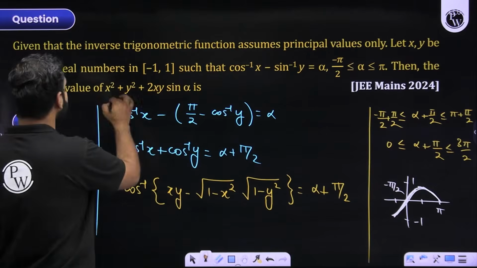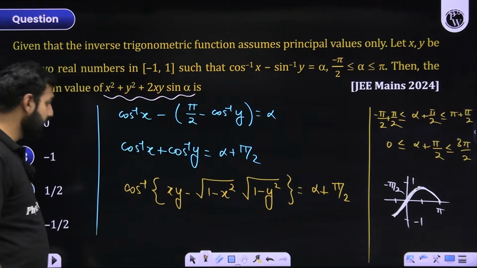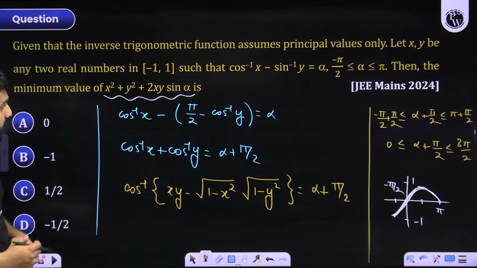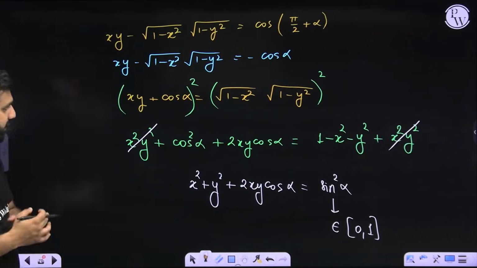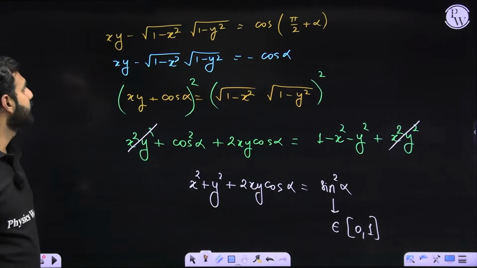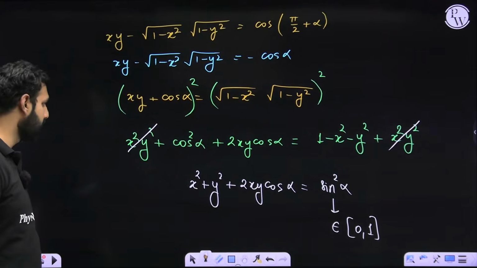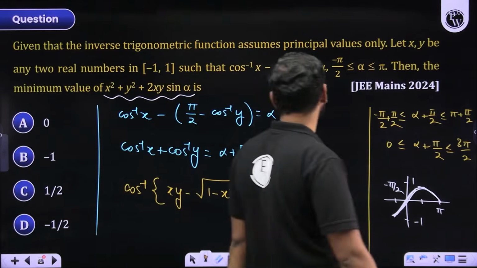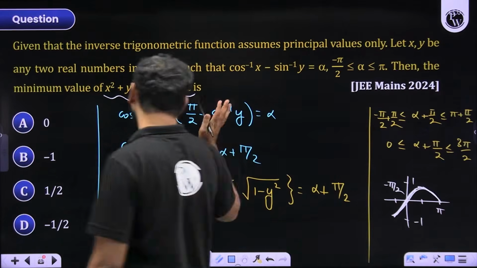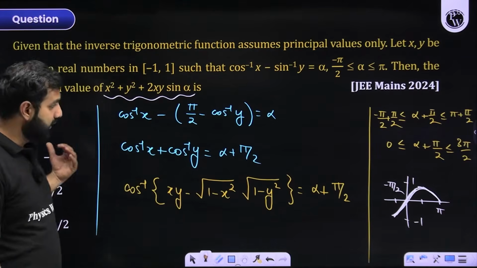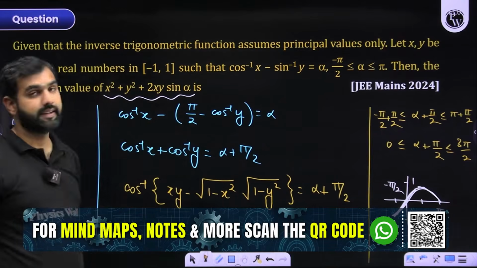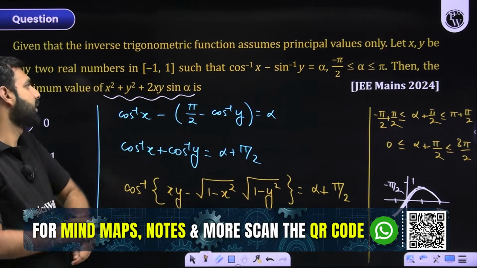We were asked the minimum value of this expression, x square plus y square plus 2xy sine alpha. So there is a problem. We have gotten 2xy cos alpha, and what we need to figure out is 2xy sine alpha. So I think I needed to take the sine formula. I should have used the sine formula here. I did not notice it. I have mistakenly, in a flow, got carried away and I took cos. That's a problem. I should have noticed and taken care of it.